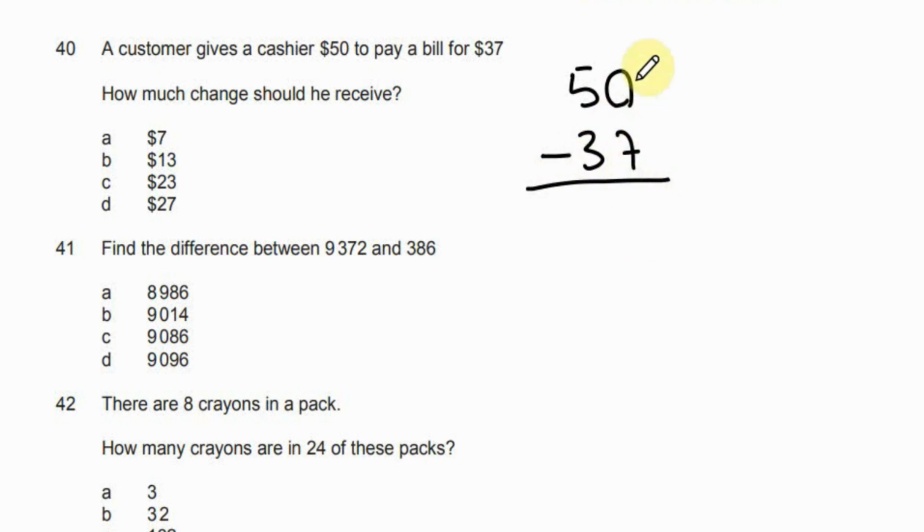Now can we get 7 from 0? Of course not. So we're going to borrow from the 5, leaving 4. We're going to place the 1 right here. 7 from 10 will leave us with 3. 3 from 4, that's 1. So therefore he should get $13 change, which means option B right here would be our answer.